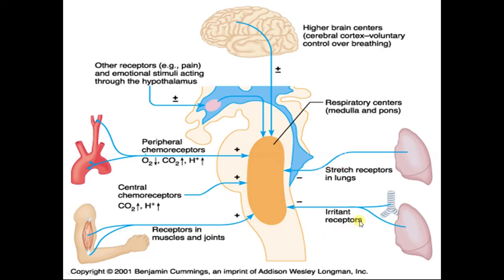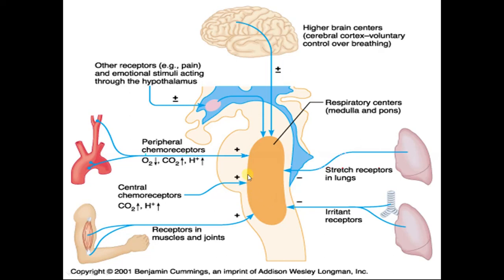In the lungs, we have irritant receptors. These irritant receptors, when stimulated, have an inhibitory influence to modify the respiratory activity. Lungs also have stretch receptors, and when stretch receptors are stimulated, they also have the effect of decreasing the activity of the neurons in the respiratory control center.